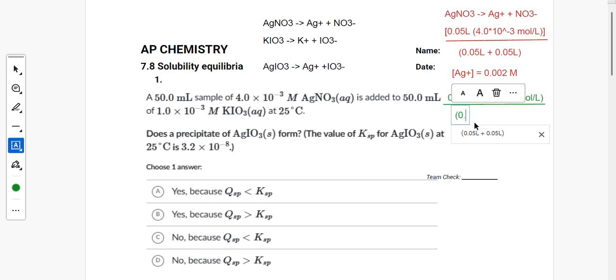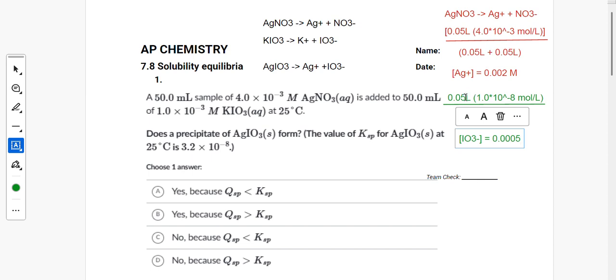And we got 0.05, which is that 50 milliliters, plus 0.05, another 50 milliliters. Type all that in, and then we're going to be left with our concentration of iodate ion, IO3 minus, is equal to 0.0005. And it makes sense. It's significantly smaller because there's a lot less there.